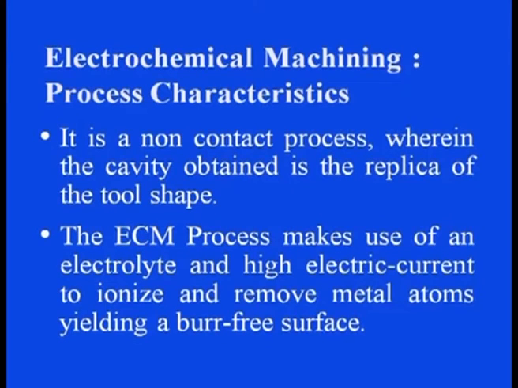Let us discuss the process characteristics of electrochemical machining. It is again a non-contact process, wherein the cavity obtained is a replica of the tool shape. The ECM process makes use of an electrolyte, as we have already spoken, and high electric current to ionize and remove metal atoms, yielding a burr-free surface. One of the very striking features of this ECM process is that it is not affected by the strength, hardness or toughness of the work material.